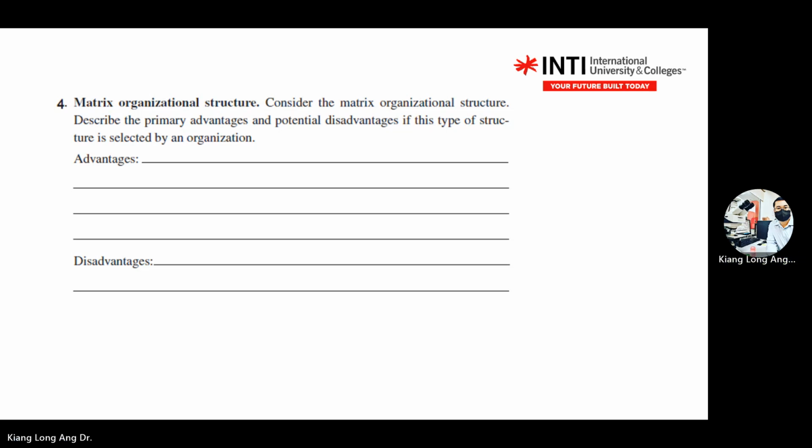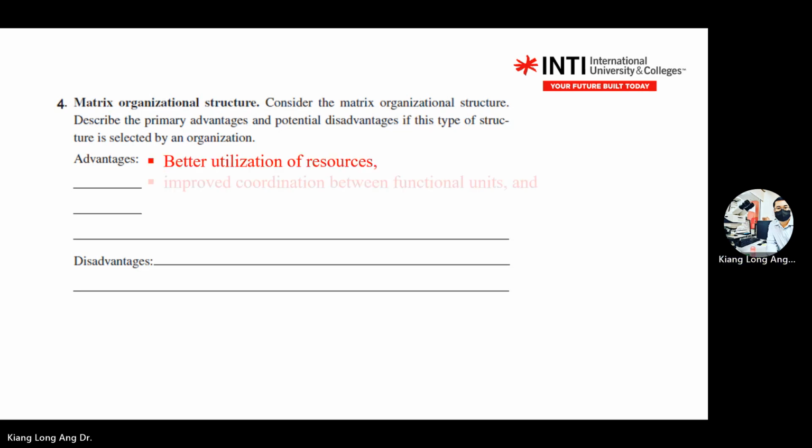Okay, good. We're done with the advantages and disadvantages of the matrix.